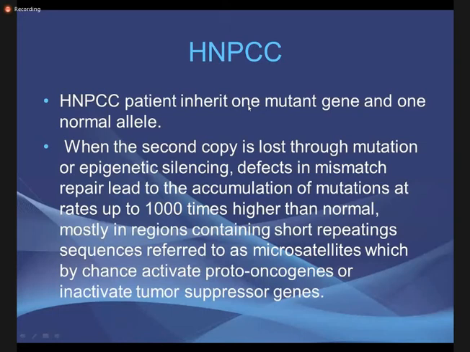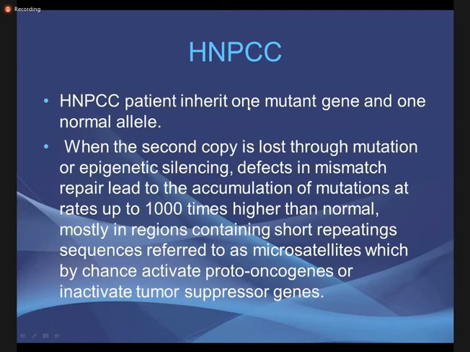These patients inherited one mutant gene and one normal allele, but when in their lifetime the second copy is lost, either through mutation or epigenetic silencing, these defects in the mismatch repair genes lead to the accumulation of mutations at rates up to 1,000 times higher than normal, mostly in the microsatellites, which by chance activate proto-oncogenes and inactivate tumor suppressor genes.